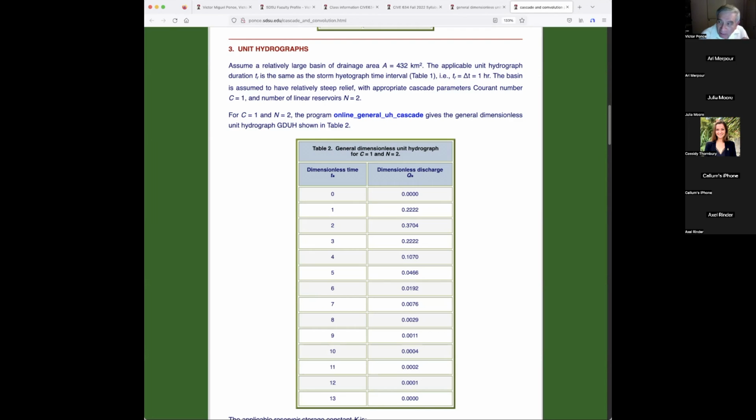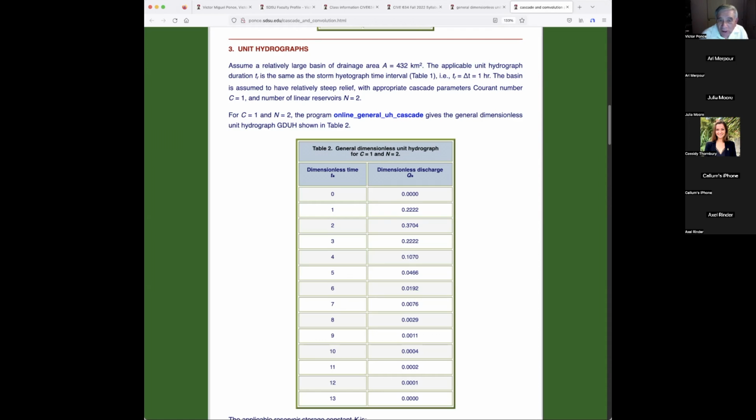What time interval am I going to use? Am I going to use 1 hour or 2 hours or 3 hours or 6 hours? Usually that's the case. We wouldn't go less than 1 hour because these are large basins. The larger the basin, the larger the time interval. So let's define at this point that delta T is going to be equal to 1, and therefore T sub R has to be the same as delta T, in this case, for our purposes. The T sub R and delta T.